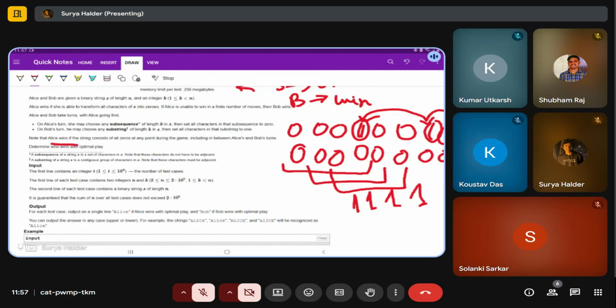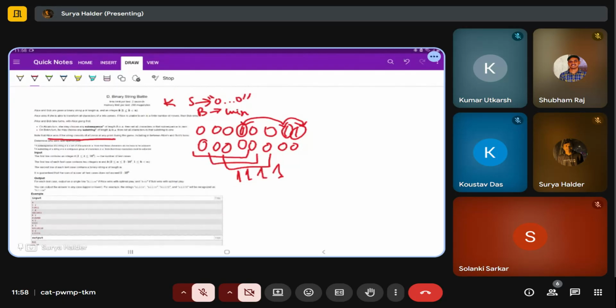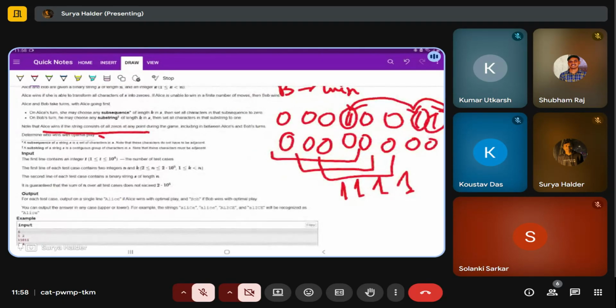Alice will win if all the elements are zero at any point of the game. Meaning after Alice's turn also, if the array contains all zeros, then Alice will win. If it contains all zeros after Bob's turn, then also Alice will win. And both the players play optimally, meaning no player will make a mistake.